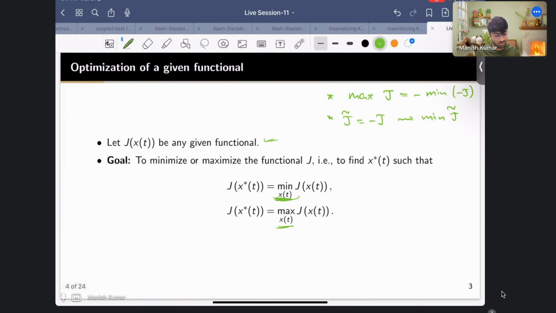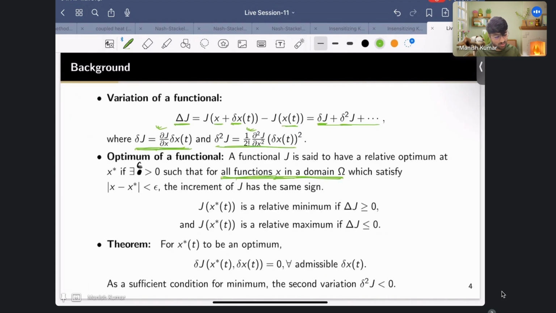Over here, this is what it means, that for all functions x defined in the domain omega. In this case you are taking all kinds of functions. This is just the general definition. Here we are considering all functions which are defined in the domain set, so omega is the set that we are concerned with.